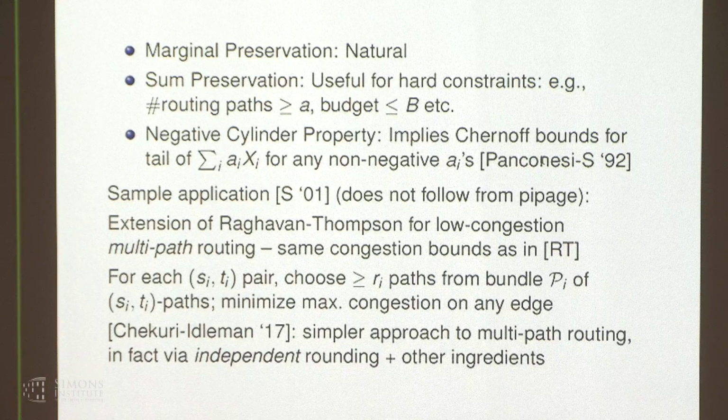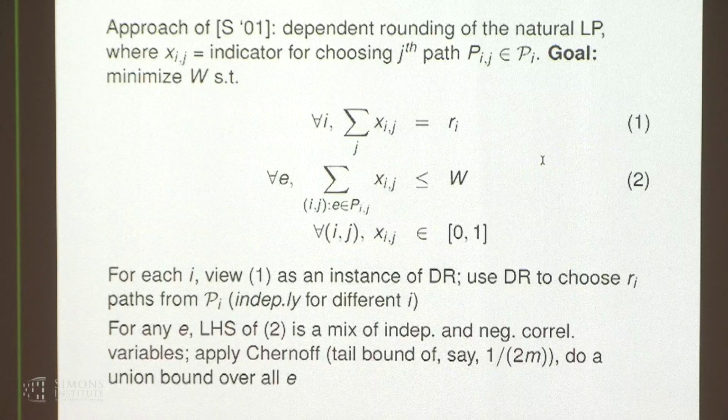Very easy. Write the standard LP for the problem. Suppose the bundle Pi for the SiTi pair has paths Pi,1, Pi,2, and so on. So that's the notation in the second line. Pij is the jth path in the bundle Pi. And we have a variable W for the congestion. And you want to minimize it subject to, for every pair i, choose exactly Ri paths. And for every edge e, the total load on it is at most W.